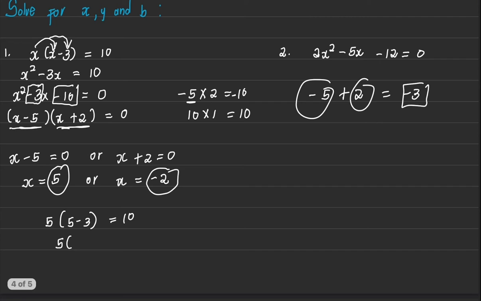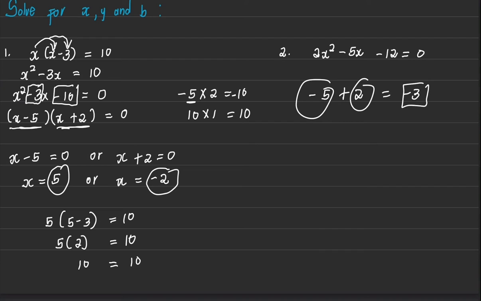into 2, which is equals to 10, and then remove the bracket by multiplying. I'm going to get 10, which is equals to 10. So the equation is satisfied. Our left hand side is equals to our right hand side.